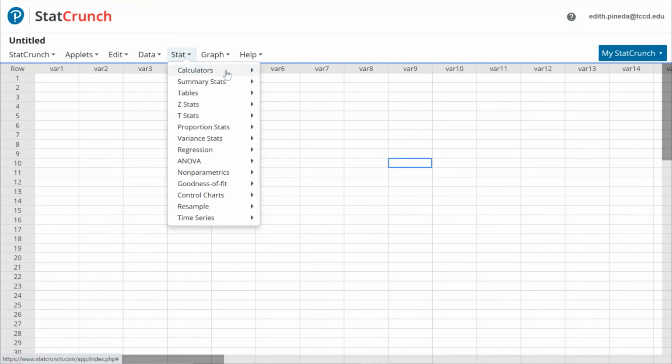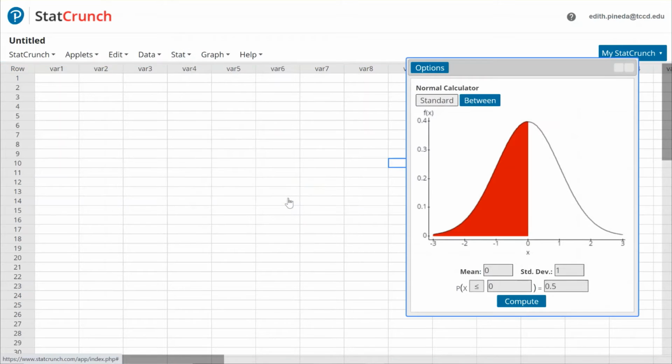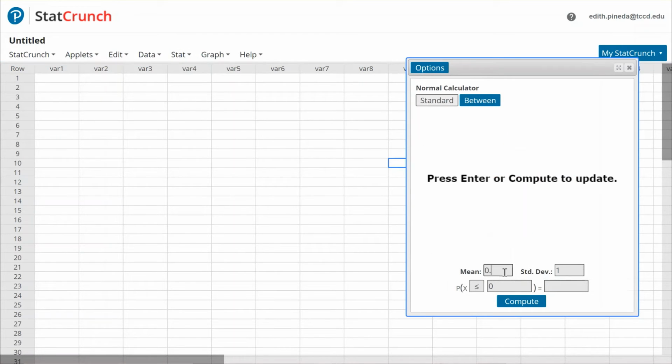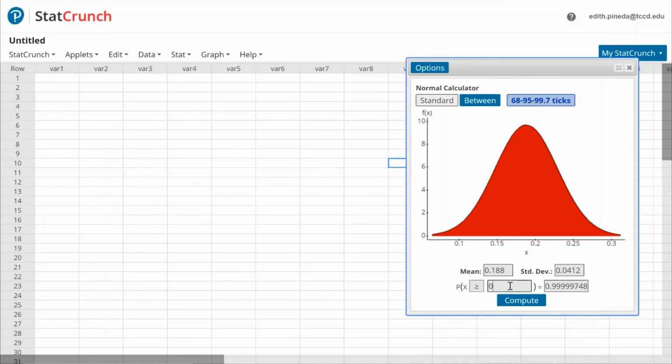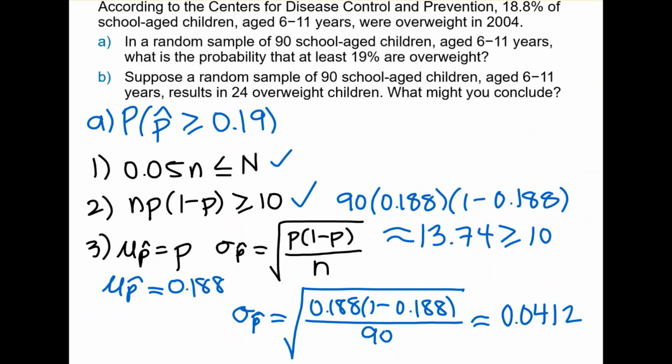Let's go to Stat, Calculators, Normal. We have that the mean is 0.188, so you will type that here. And we have that the standard deviation is 0.0412. We want to find the probability that p-hat is greater than or equal to 0.19. So we will select greater than or equal to, and then type 0.19 and press compute. Rounding to 4 decimal places, we get approximately 0.4806.